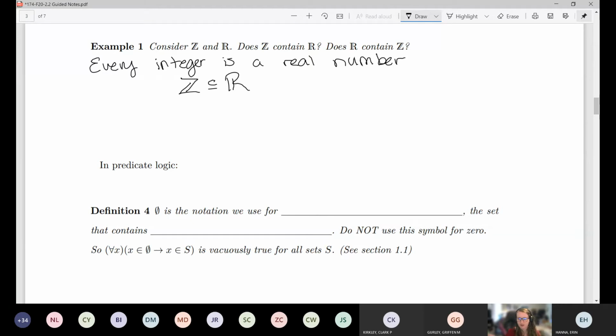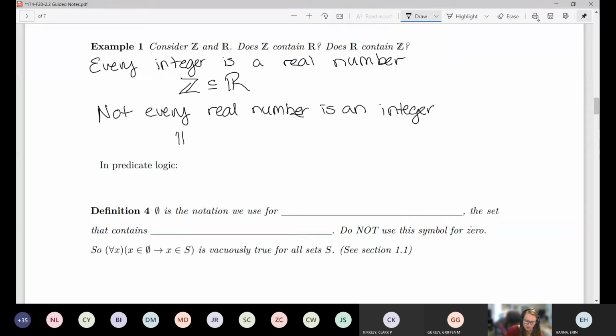In fact, it's a proper subset, but I usually default to just the regular subset notation. But not every real number is an integer. Of course, you've got fractions, you've got pi, you've got square root of 2. So the real numbers are definitely not a subset of the integers. And of course, again, we can write that in the opposite direction. They all mean the same thing. It just depends on which way floats your boat.